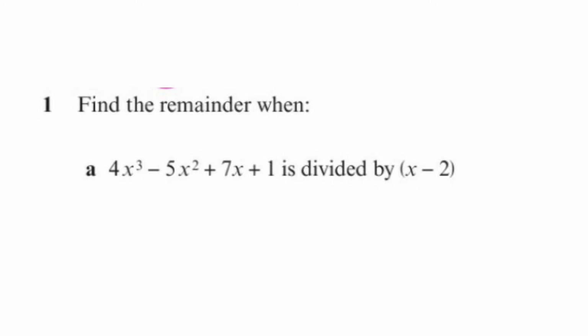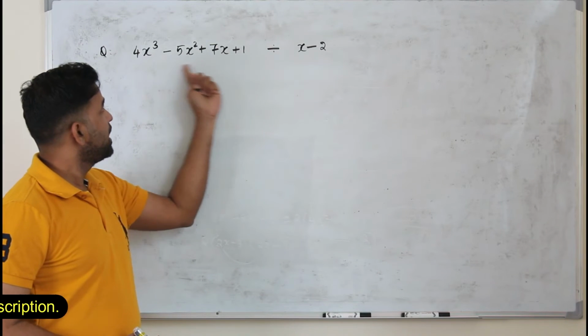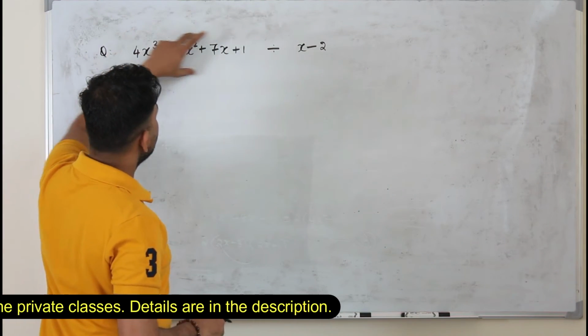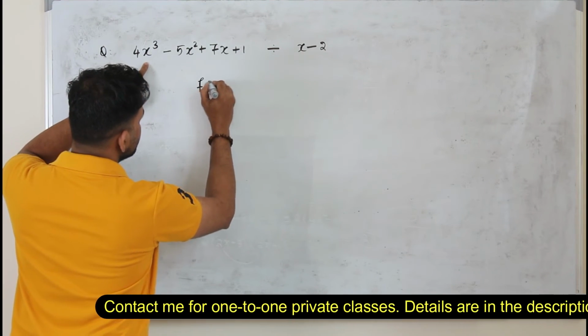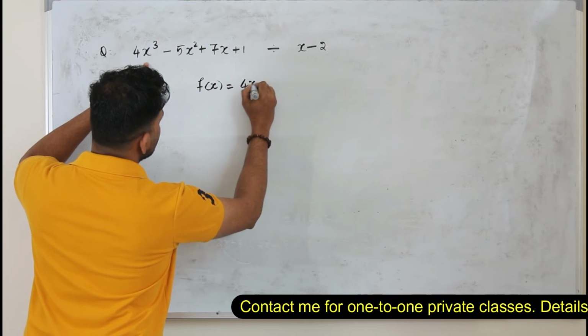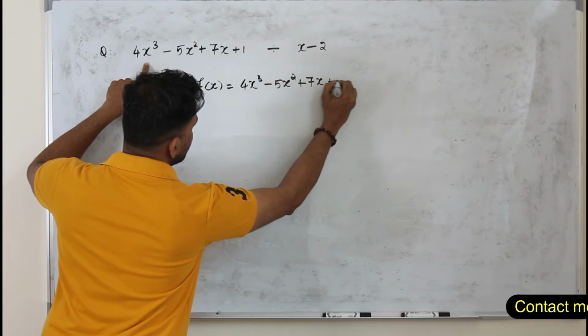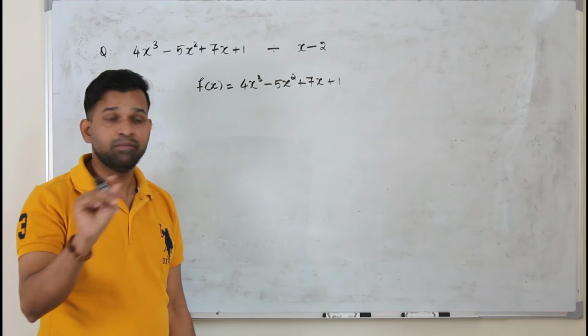This question is taken from your textbook, exercise 1D. Find the remainder when 4x cubed minus 5x squared plus 7x plus 1 is divided by x minus 2. Here, they want you to find the remainder of this function when it is divided by x minus 2, using the remainder theorem. So the first step, take it as f of x, 4x cubed minus 5x squared plus 7x plus 1. And don't apply long division, because they want you to apply the remainder theorem.